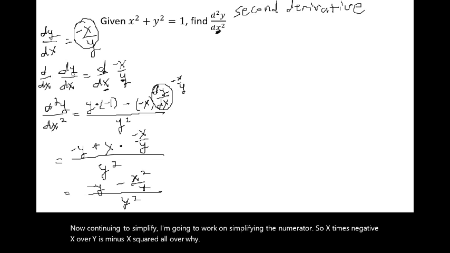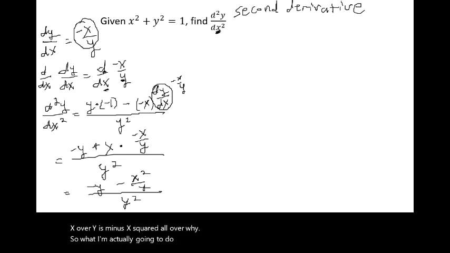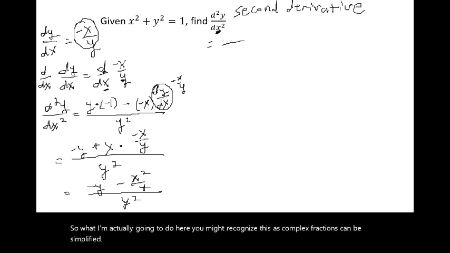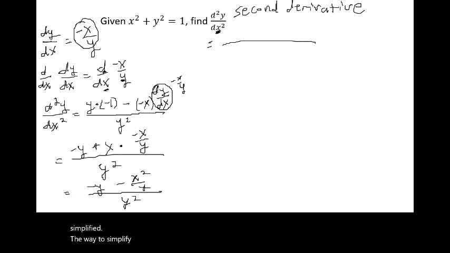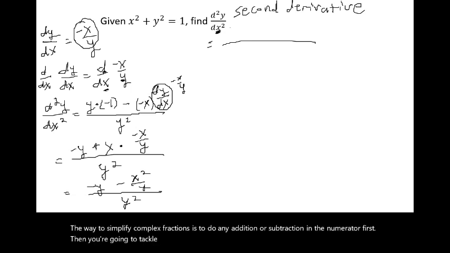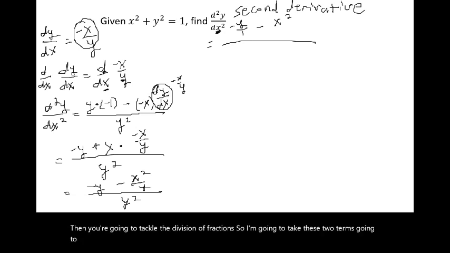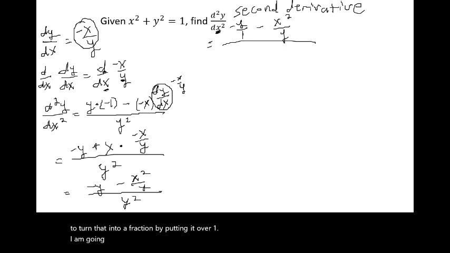So what I'm actually going to do here, you might recognize this as a complex fraction. Complex fractions can be simplified. The way to simplify complex fractions is to do any addition or subtraction in the numerator first. Then you're going to tackle the division of fractions. So I'm going to take these two terms, I'm going to turn that into a fraction by putting it over 1. And I am going to find common denominators between those two fractions.